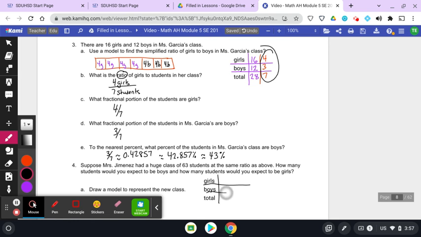Okay, so hers, when it reduces down, it still reduces to 4 to 3 to 7, except we know that there's 63 people total. So you have to think of the scale factor. 7 times 9 is 63, so multiply by 9. 36, 27. She has 27 boys and 36 girls.